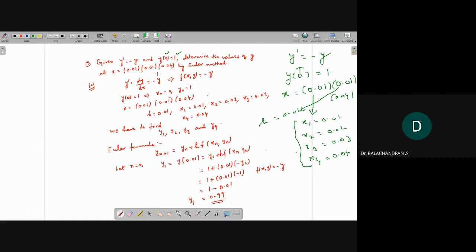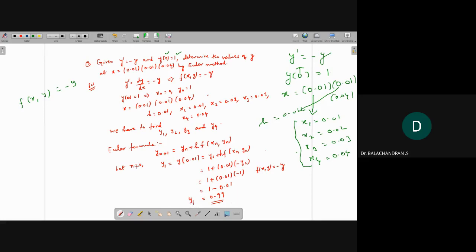What is f of x comma y? f of x comma y is minus y. So f of x naught comma y naught is minus y naught. So 1 plus 0.01, y naught is 1, so minus 1. The remaining part is simplification. Now we got y1.